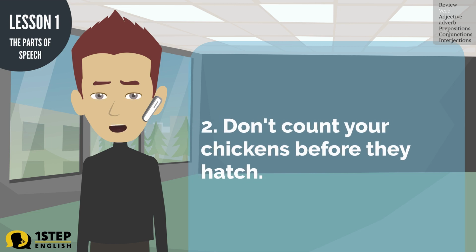2. Don't count your chickens before they hatch. Check your answer. Don't count your chickens before they hatch. The word do functions as the helping verb in the sentence, while the words count and hatch function as the base verbs of the sentence.